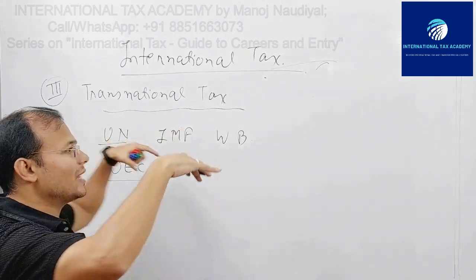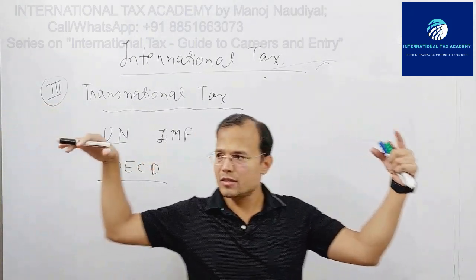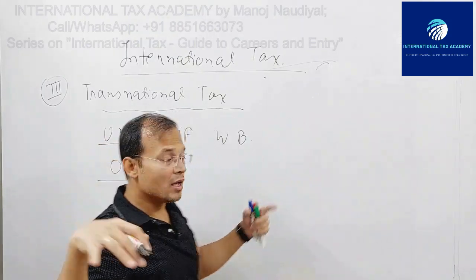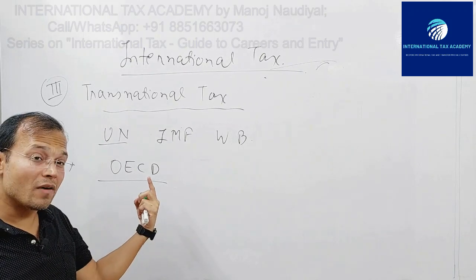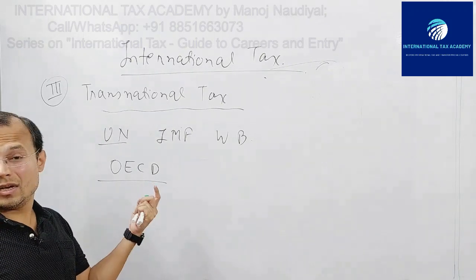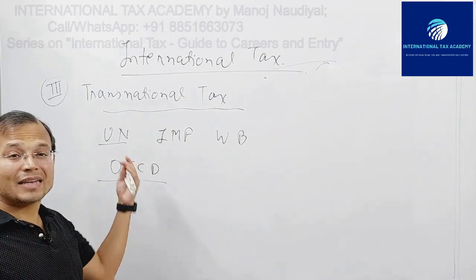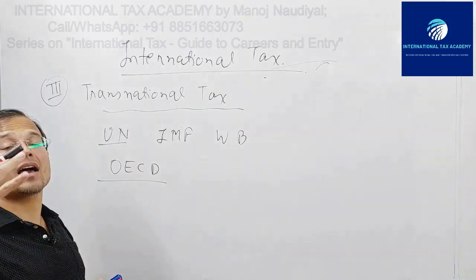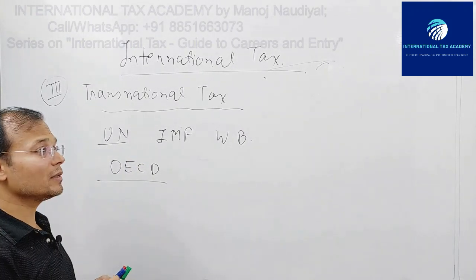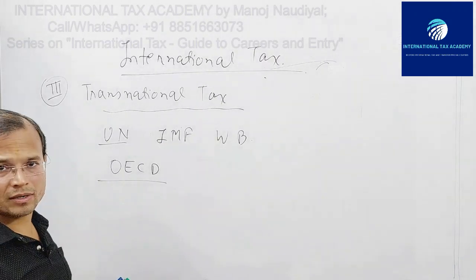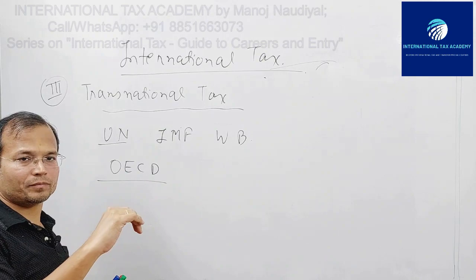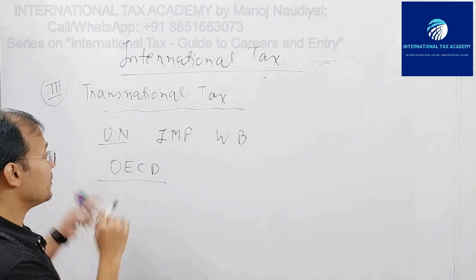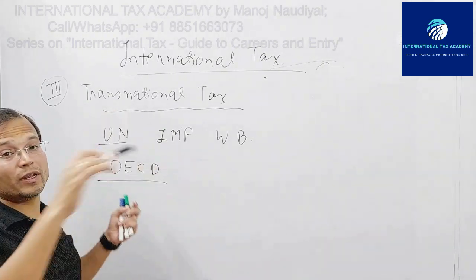So countries gather in these multilateral fora, the global fora, and then they thrash out and try to find solutions to the problems which the tax systems of different countries are currently facing. For example, the problem of tax evasion, tax avoidance, tax fraud, shifting of profits. These are the problems which are being tackled at these global bodies.